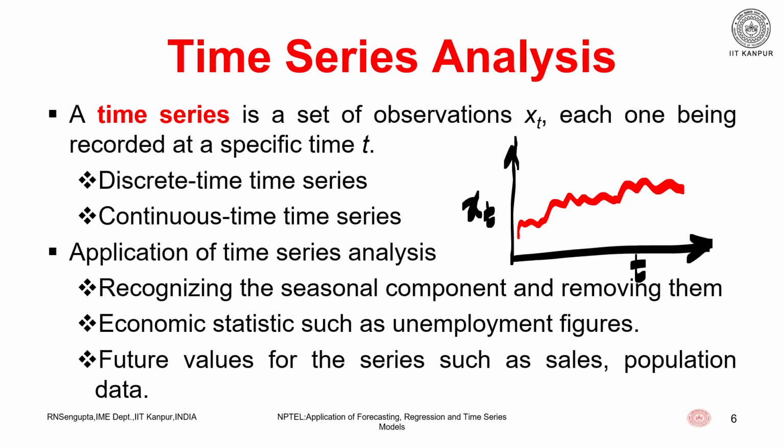Applications of time series can be recognizing the seasonal component. Seasonality means the same type of concept which we have considered in forecasting. For example, seasonality of electricity price fluctuation, seasonality of the sale of woolen garments, seasonality of the sale of coolers. So, the season factor would be there. Economic statistics such as employment figures are important. We may be interested to find out what the time series trend is and how the values fluctuate. It can also be future values for the series, such as sales, population data and all these things.